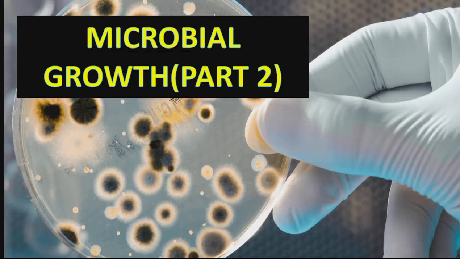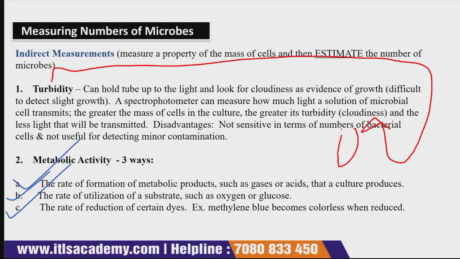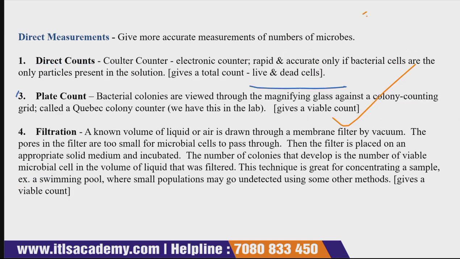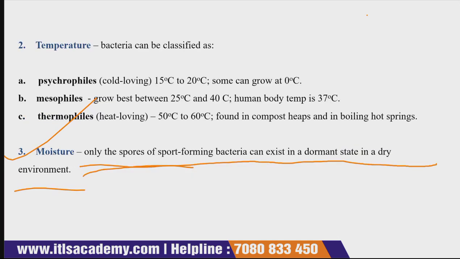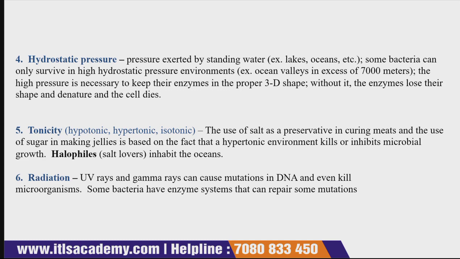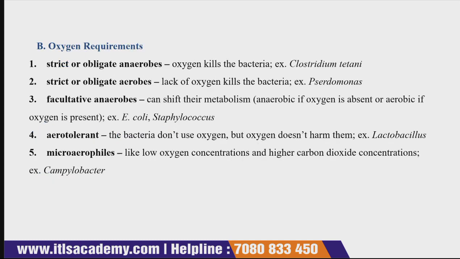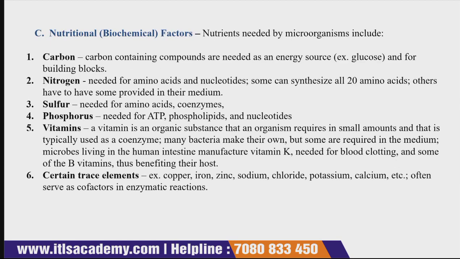As far as this lecture is concerned, we have covered how you measure the number of microbes, what is a direct method and what is an indirect method. We have seen the growth factors, how microorganisms grow, and how they use physical factors like pH, temperature, moisture, hydrostatic pressure, tonicity, and radiation. Then how they utilize oxygen requirements and nutritional or biochemical factors, and how these factors help in their proper growth.